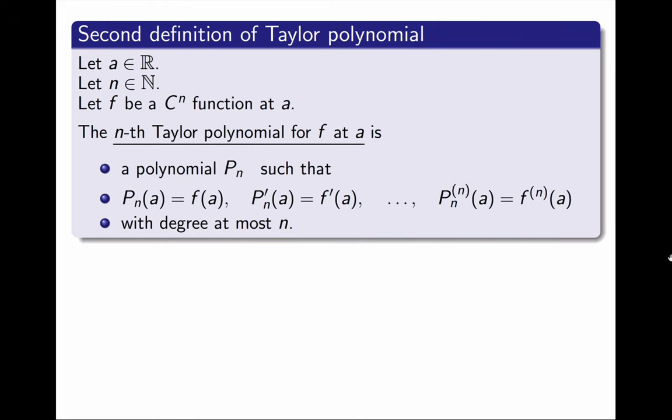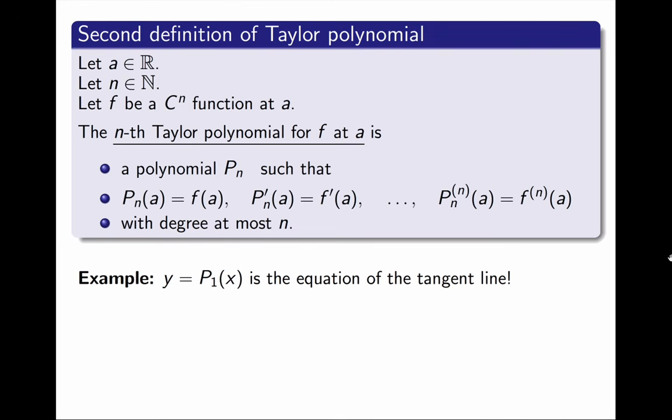Notice that this is not a completely new idea. We have encountered it before. What could be the first Taylor polynomial according to this definition? It should be a polynomial with degree at most 1, whose value at a is f of a, and whose derivative at a is f prime of a. That is how we define the tangent line. Great, this definition makes sense.